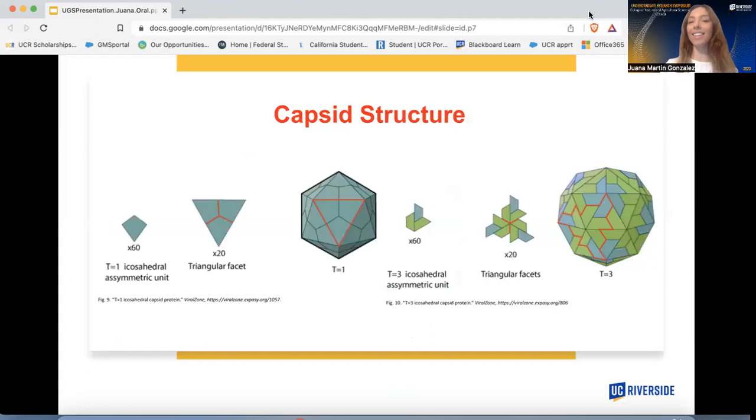I know that I said that viruses are spherical, but in terms of their capsid structure, they're actually icosahedral, which is very close. It has 20 triangular facets, and in terms of their size, it depends on the triangulation number, which is the number of proteins in each face. In this case, a T=1 is 60 times 1, so it's 60 subunits that make up this T=1 capsid. And a T=3 is 60 times 3, so it'll be 180 proteins making up a T=3.